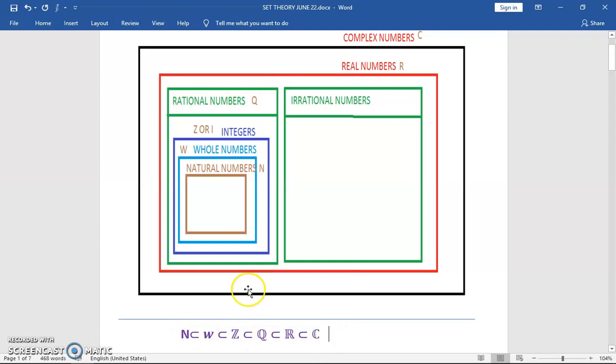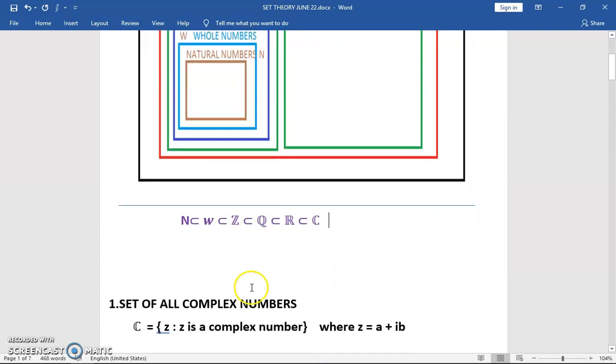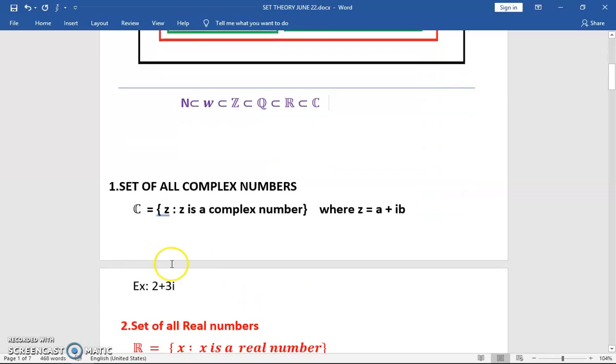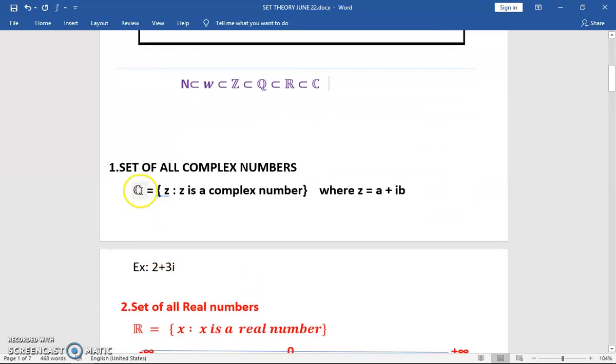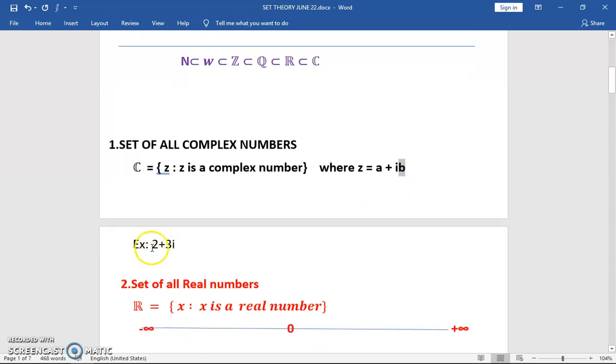Next, let's view the sets in word form. First, let's see complex numbers. Complex numbers are denoted by capital C. A complex number z will be of the form a plus ib, where a is the real part of this complex number and b is the imaginary part. For an example, 2 plus 3i is a complex number.